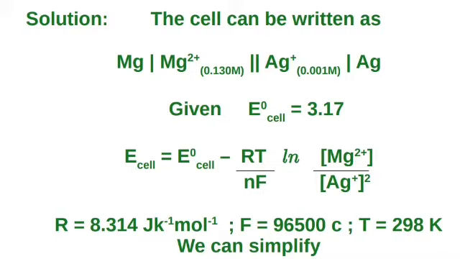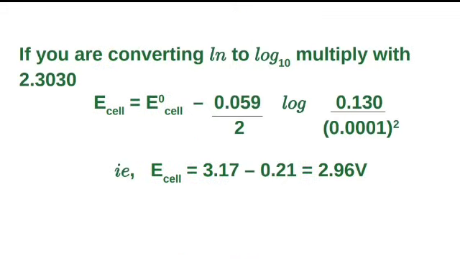Next you are asked to find out the E cell. The Nernst equation is given. While examining the Nernst equation, you know the value of R, T, and Faraday, and the value of n is 2, because 2 electrons are transferred in this chemical reaction. By substituting the known values, our Nernst equation can be written this way.